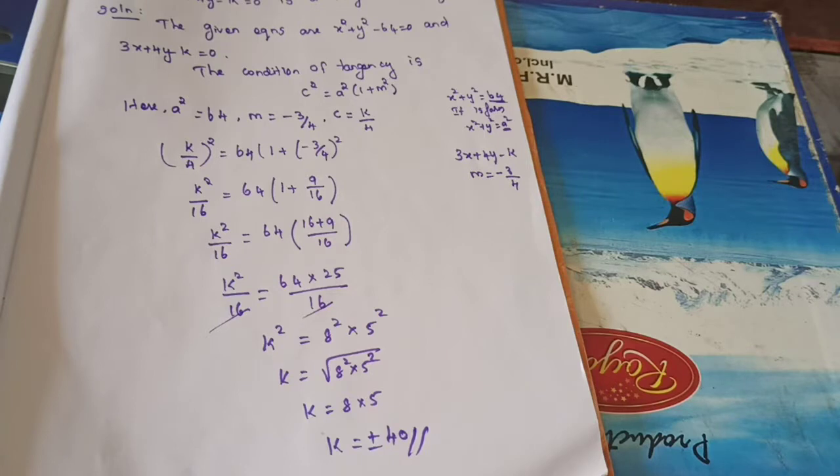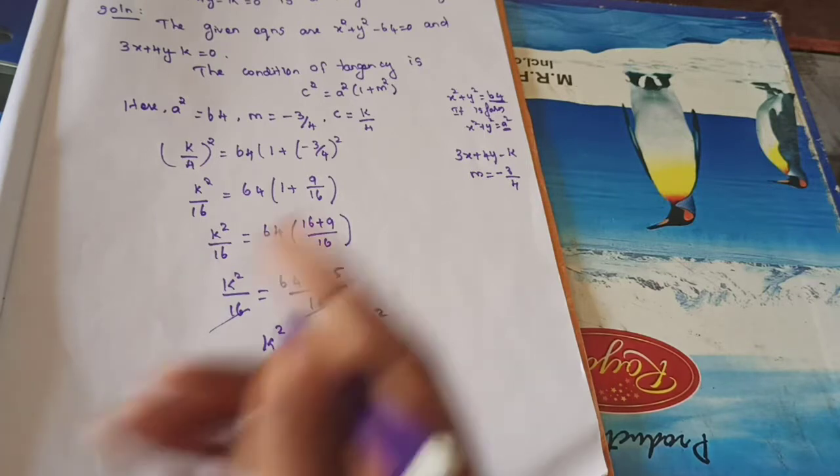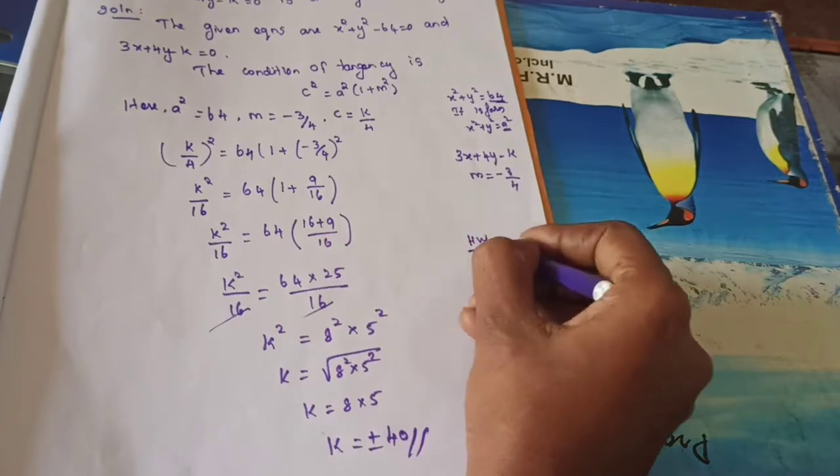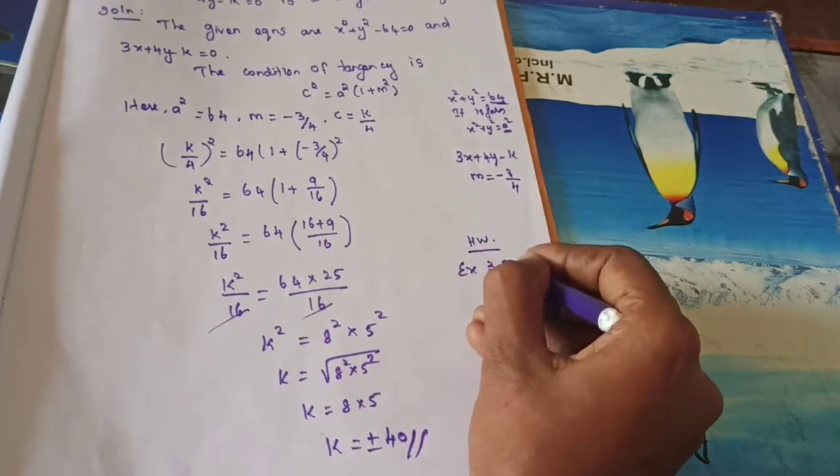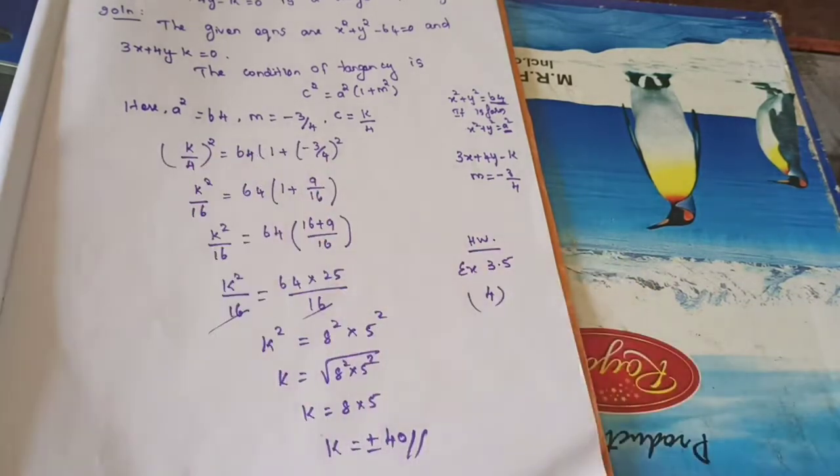Now I am giving one small homework in this exercise. Take it down in your book. Homework is exercise 3.5 problem number 4, same as this question. There you will find the p value; in this problem we found the k value. Understand, students? Shall we move to the next topic, conics?